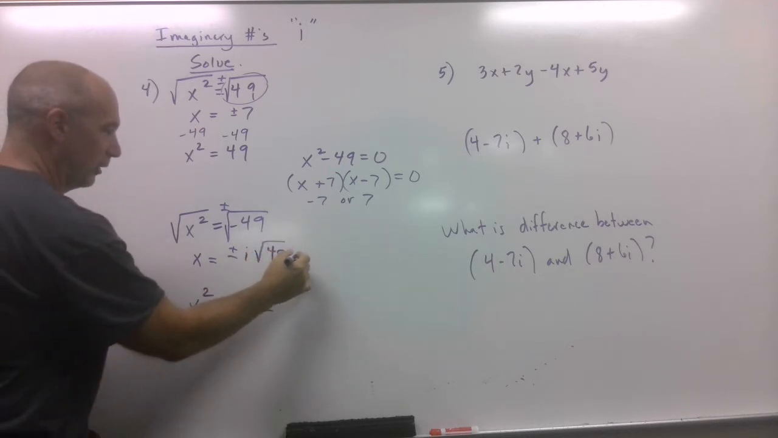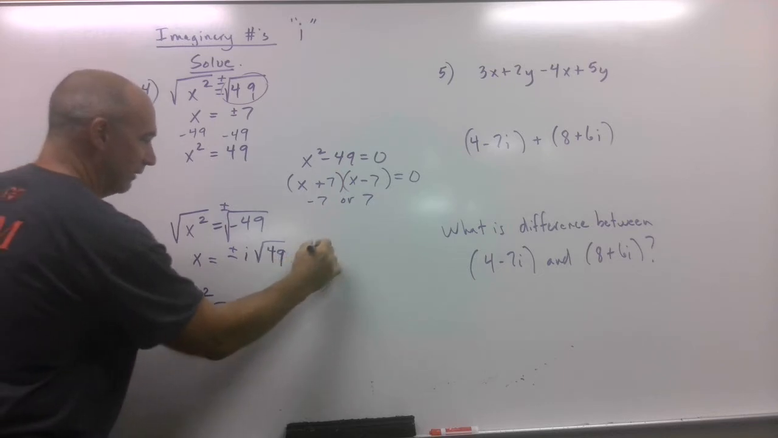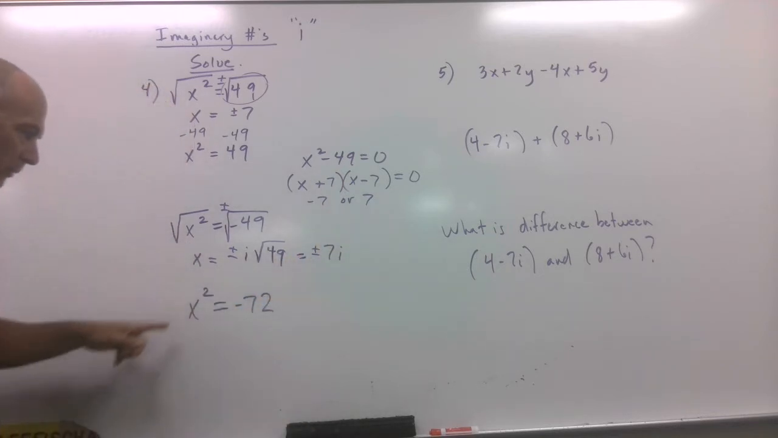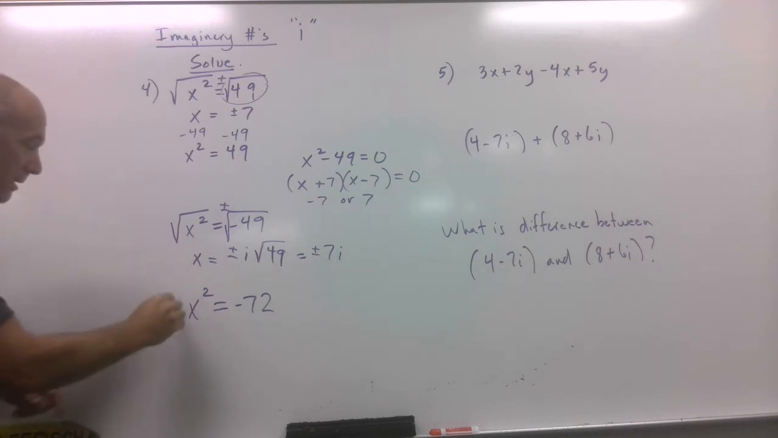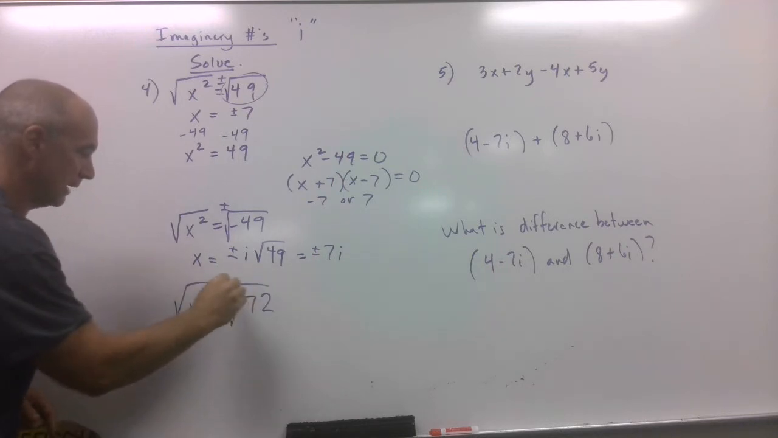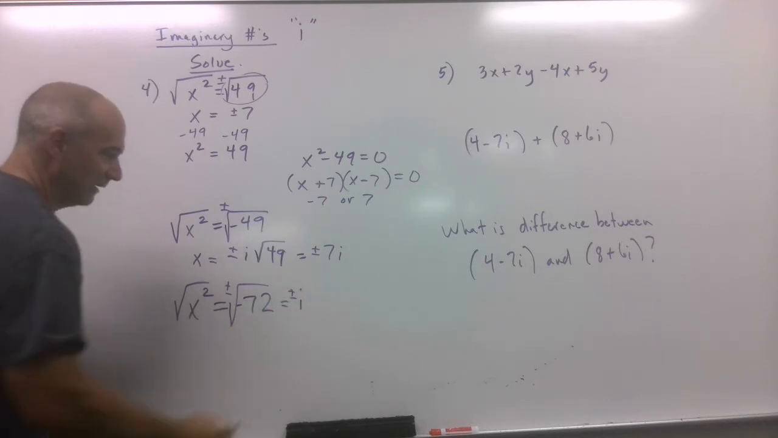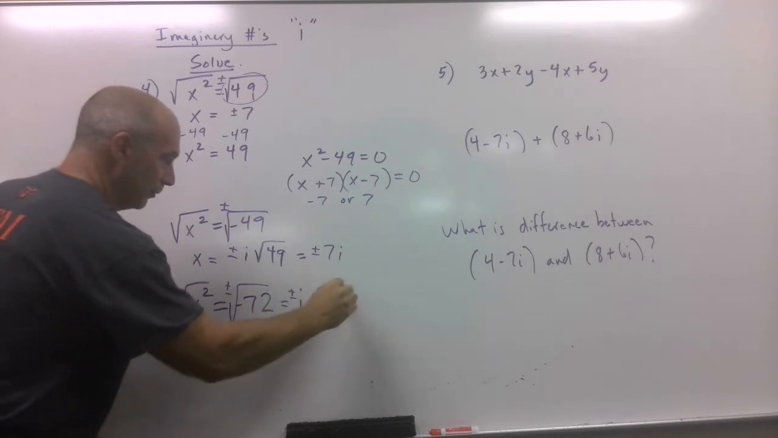And then I say, hey, what's the square root of 49? 7. So my answer would end up being plus or minus 7i. This one has just an extra step to it. Bada boom, bada bing, do the right thing. Take the i out. Don't forget the plus or minus. Easy to do that. 9 to the 5th, 72.